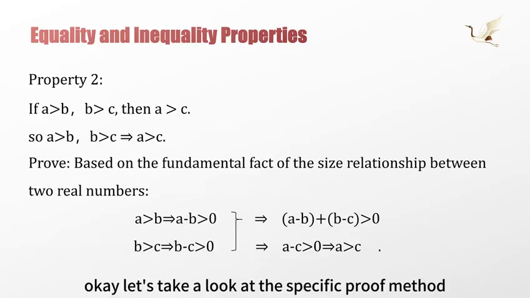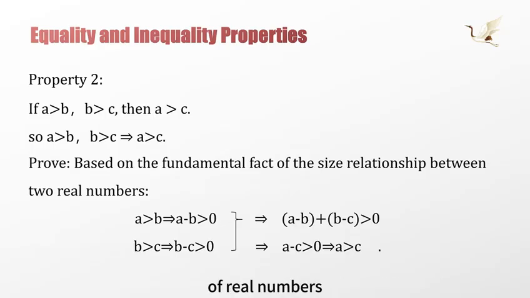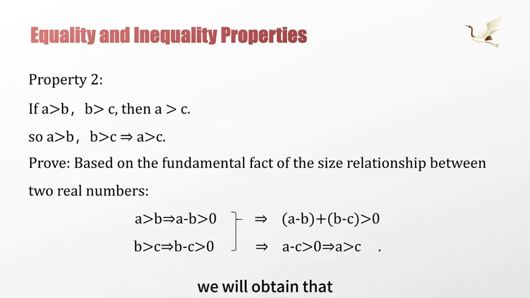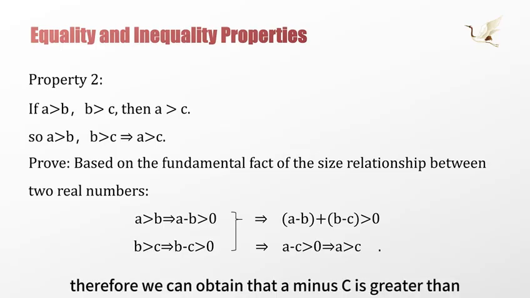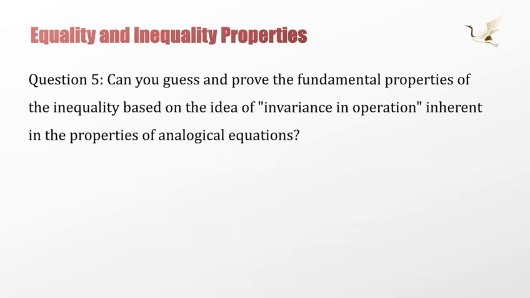Okay, let's take a look at the specific proof method. There are two basic facts about the size relationship of real numbers. We can obtain that a is greater than b, and a minus b is greater than 0. Similarly, if b minus c is greater than 0, we will obtain that the sum of these two is greater than 0. Therefore, we can obtain that a minus c is greater than 0, that is, a is greater than c. Please think about it.